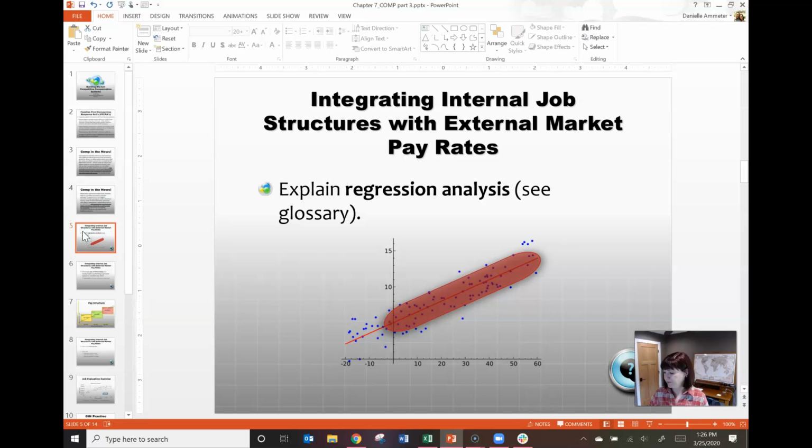We have our x-axis here, our y-axis here. We've got all these little blue data points everywhere, and you can see they're scattered all over. So if we want to predict anything in the future, we need to draw this regression line here. So we need to calculate what is that relationship between these two variables.